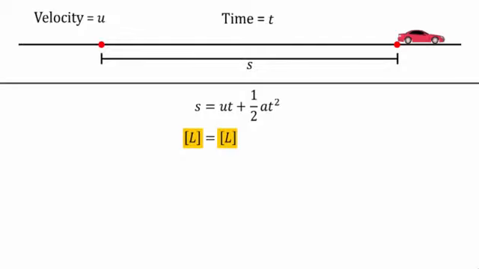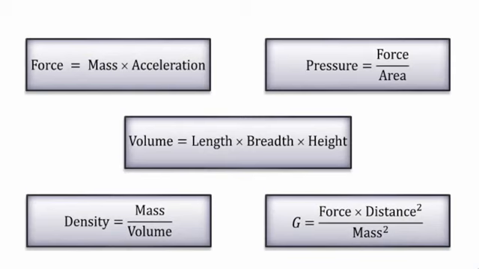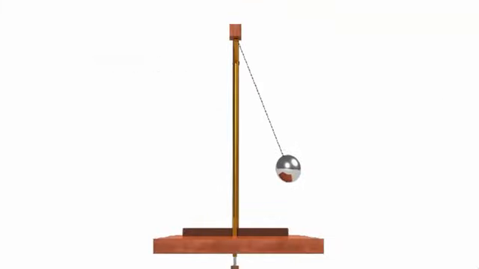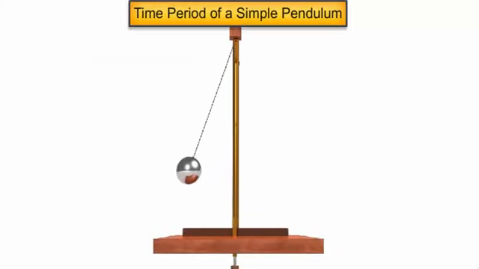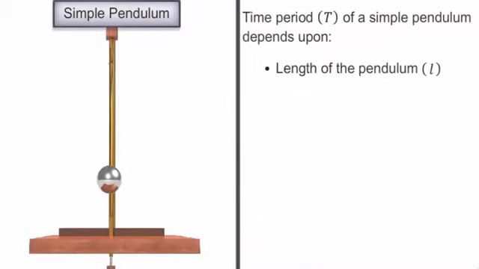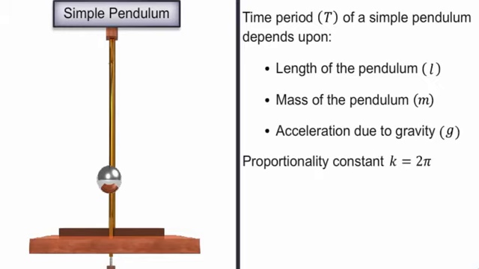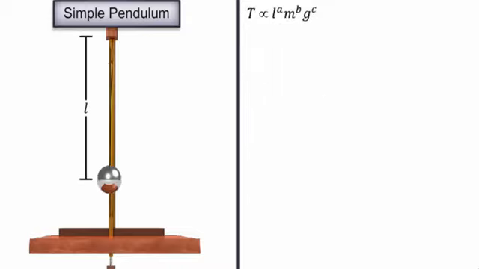This principle can also be used to derive expressions for physical quantities if the other quantities on which it depends are mentioned. For example, we can derive an expression for the time period of a simple pendulum, assuming that its time period t depends on the length, mass of the pendulum, and the acceleration due to gravity at a given place. Let us take the constant of proportionality k as 2 pi. We assume that the time period is proportional to L power a, m power b, and g power c, where a, b, and c are constants.